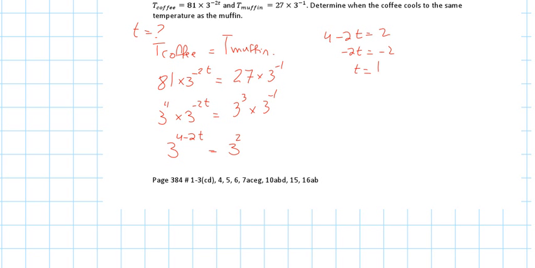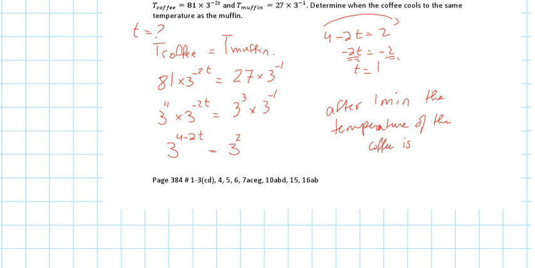Are we okay with that? Or do I need to write it more explicitly? Make sense? So I bring the 4 over, so that becomes minus 4. 2 minus 4 is negative 2. Divide by negative 2. That gives me 1. So after 1 minute, the temperature of the coffee is the same as the muffin.